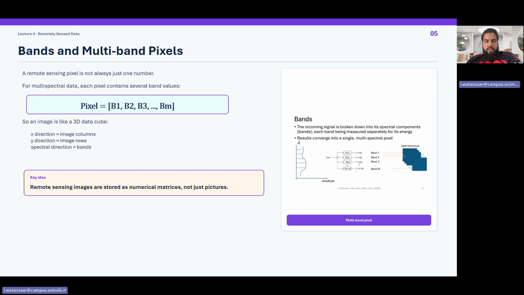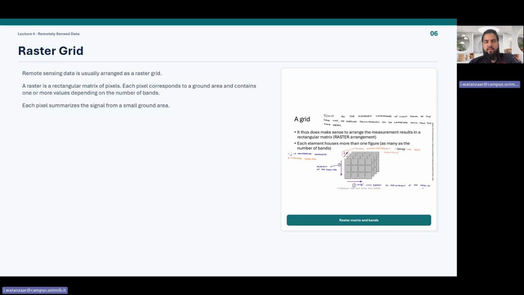We discussed this: remote sensing images are stored as numerical matrices, not just a picture. Later on, these numerical matrices are converted into gray levels or into band depth. We will discuss band depth in more detail. Raster grid: remote sensing data is usually arranged as a raster grid. The raster is a really important unit in remote sensing data.